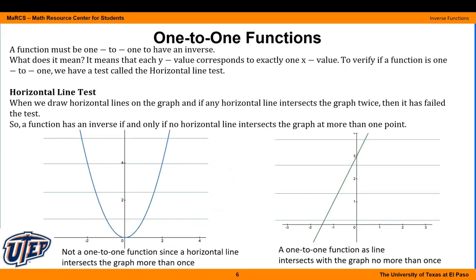A function must be one-to-one to have an inverse. This means that each y value corresponds to exactly one x value. To verify if a function is one-to-one, we use the horizontal line test. If any horizontal line intersects the graph more than once, then the function fails the test. The graph on the left is not one-to-one because the horizontal line intersects the graph more than once. The graph on the right is one-to-one because each horizontal line intersects the graph no more than once.